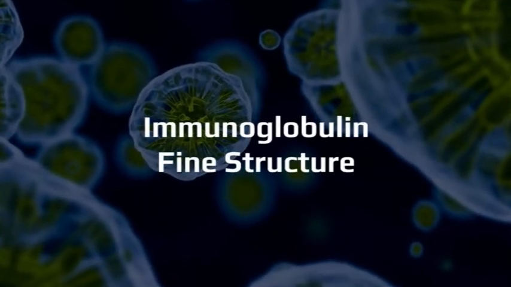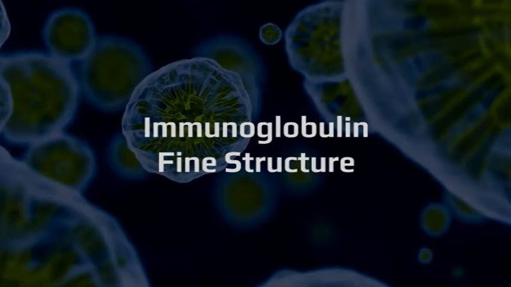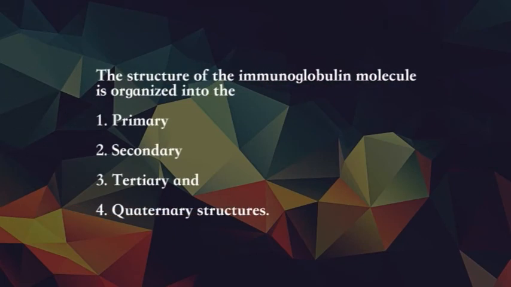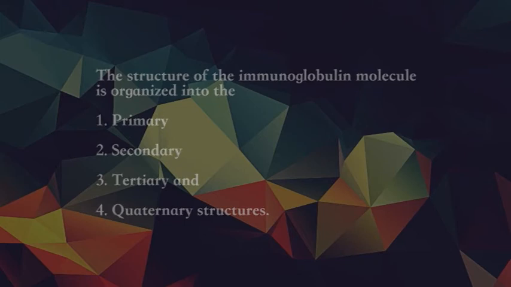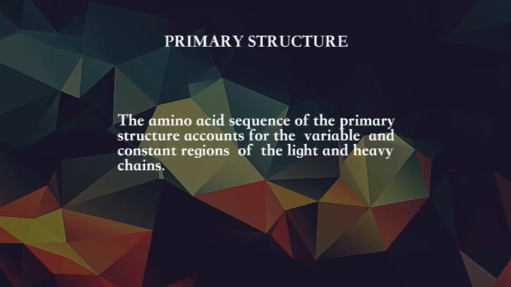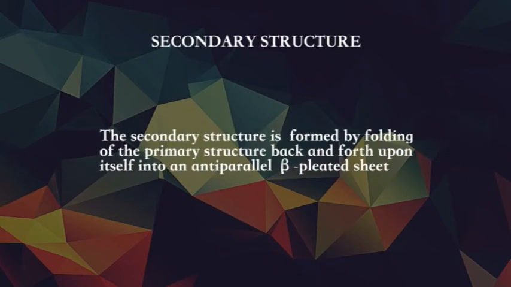Immunoglobulin fine structure. The structure of the immunoglobulin molecule is organized into the primary, secondary, tertiary, and quaternary structures. The amino acid sequence of the primary structure accounts for the variable and the constant regions of the light and the heavy chains. The secondary structure is formed by folding of the primary structure back and forth upon itself into antiparallel beta-pleated sheets.